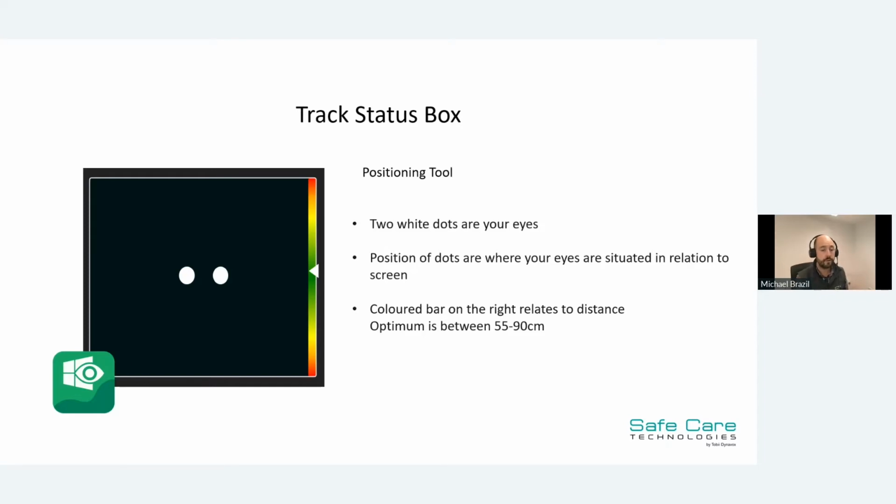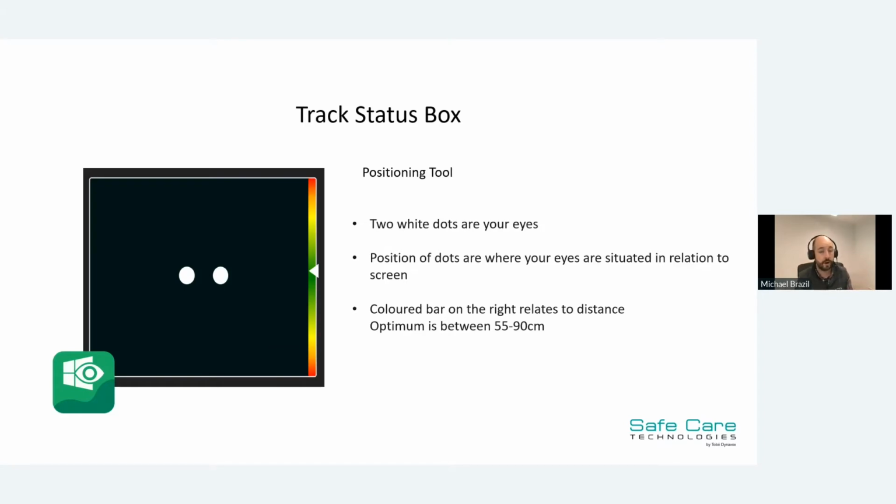What you'll generally see when you have a user in front of a device is white dots and a white arrow. The two white dots are, first of all, your eyes. So what we need to do is position those dots where your eyes are, in the center of the black box. The position of the dots shows where your eyes are situated in relation to the screen. So if I move left or right, you'll see those two white dots move left or right, and up or down, same thing as well. And again, I'll show you that in the demonstration in a while.